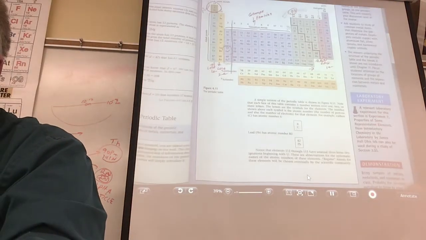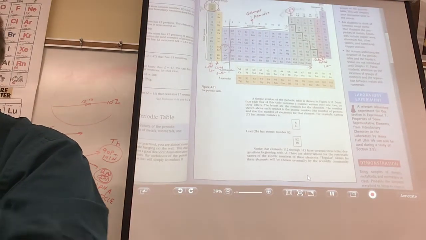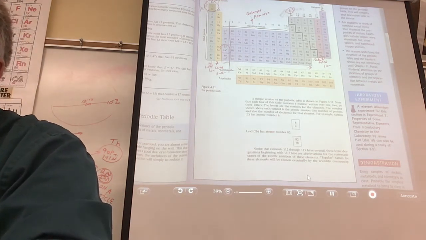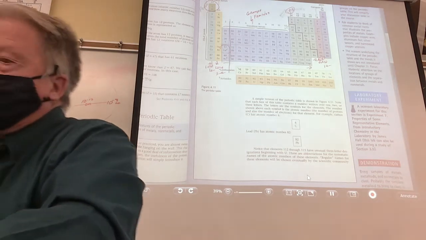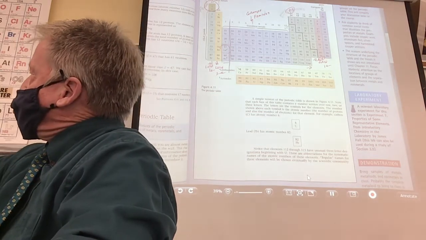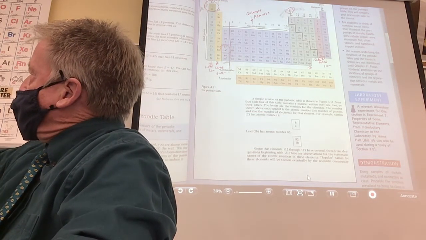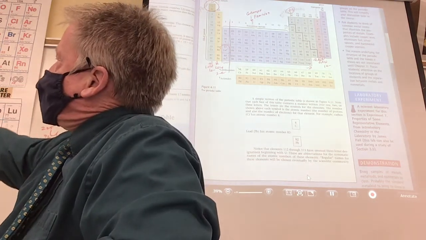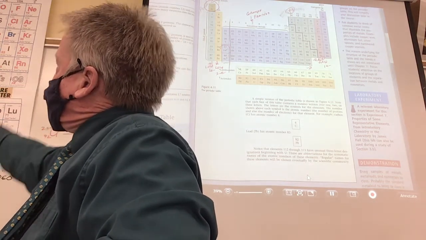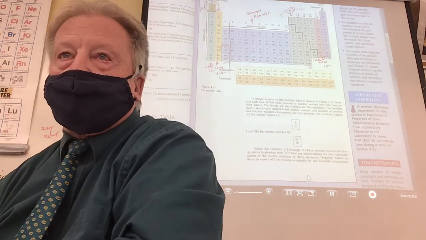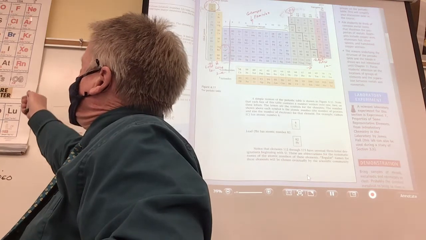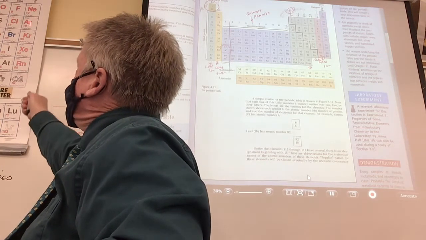First thing I'm going to show you is that you should know the different parts of the periodic table. We had done this one other time, so let's do it again. By the way, on the periodic table, these columns are called groups or families. So if you say, what family are you in, or what group are you in, you'll say the noble gas family.